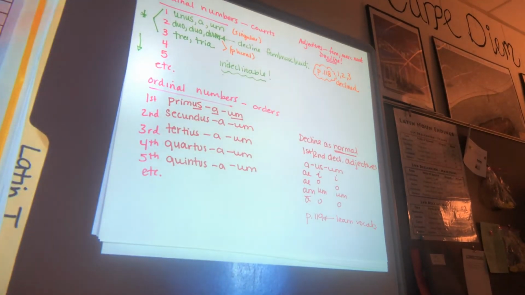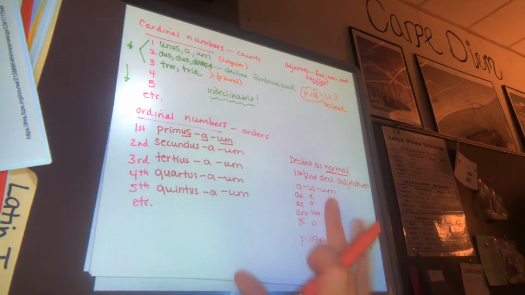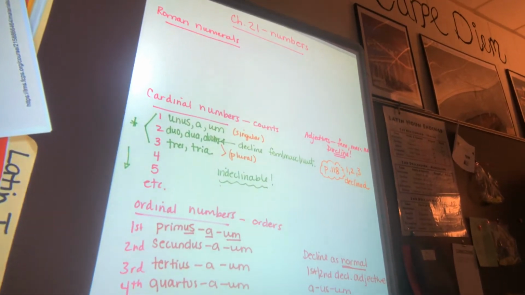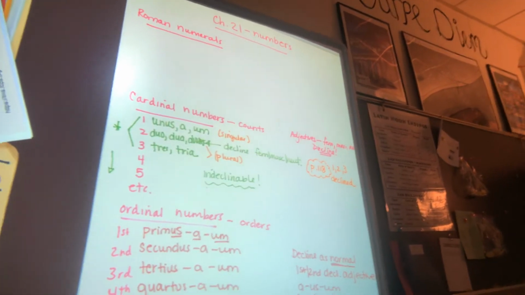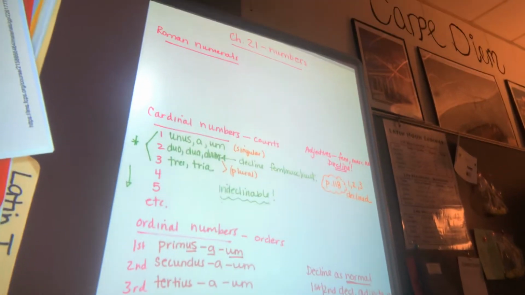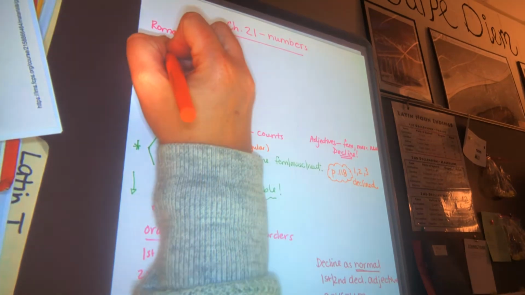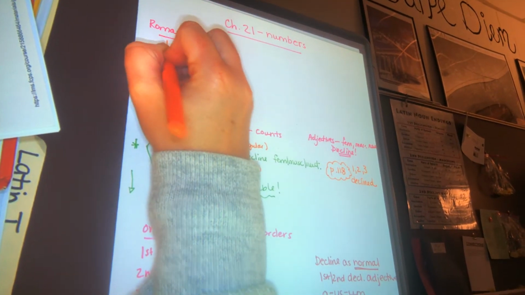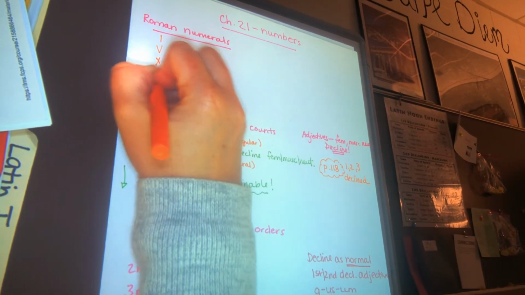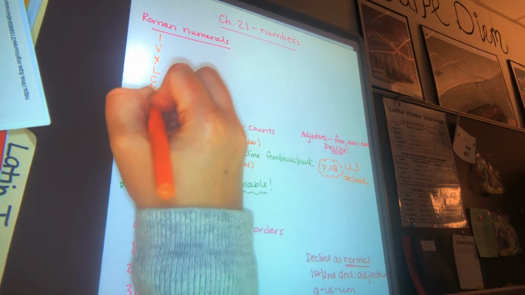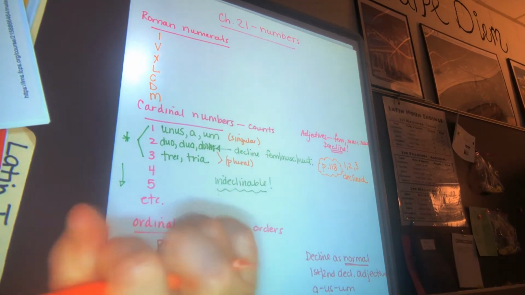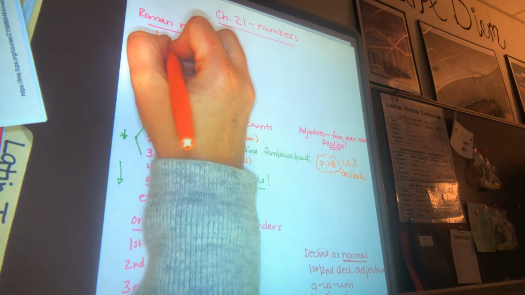All right. Last but not least, Roman numerals. So all you need to remember is 7 letters. I, V, X, L, C, D, M. They are always in this order.